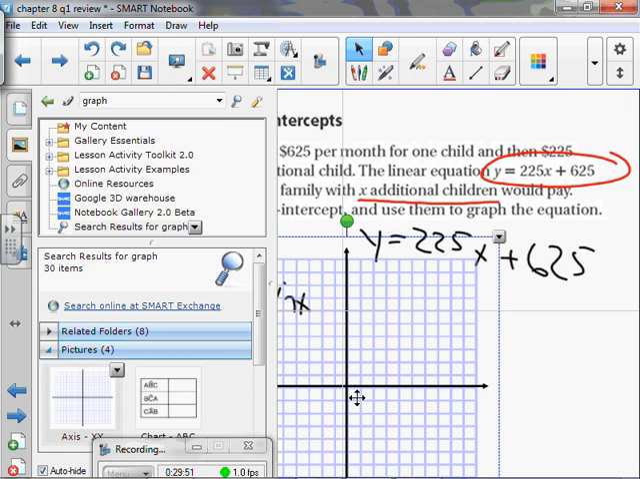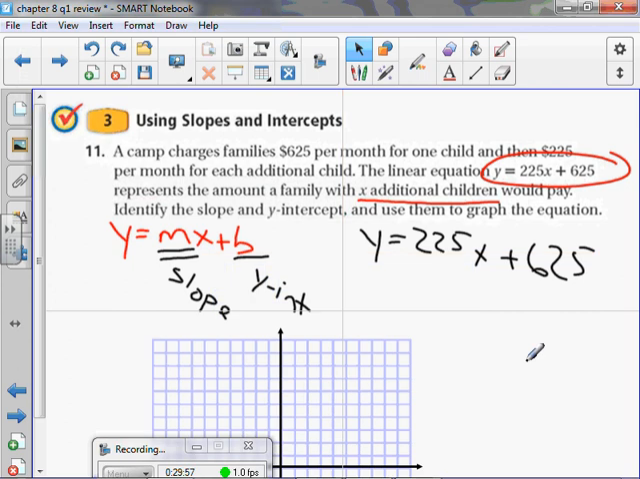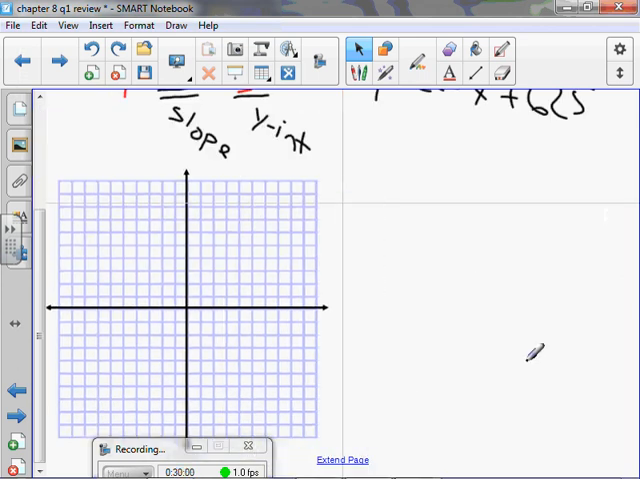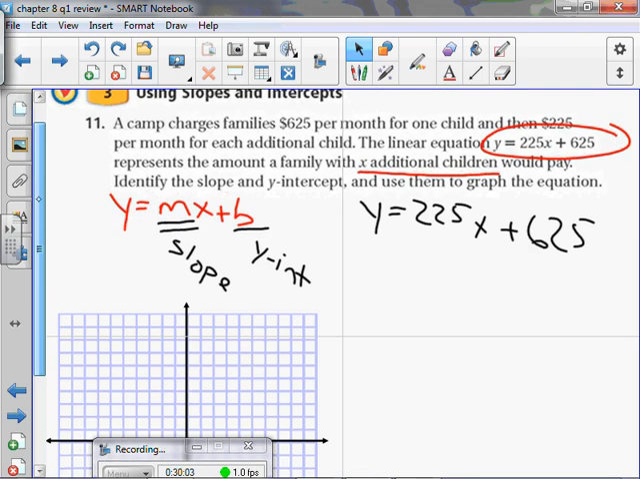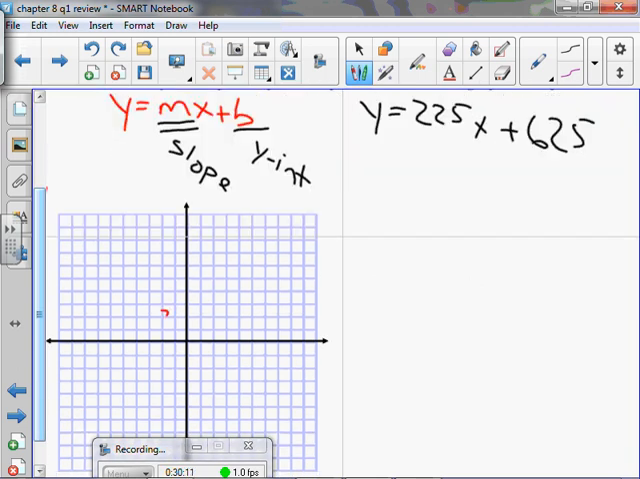The only tough part about this is picking my units so that the data actually fits on here. I can't count by ones because look at my y-intercept. It's 625. So I'm going to count by 100. This one here would be 200, 400, 600, 800, 1,000. And x is going to be number of children, or number of additional children. So what should I count by here?